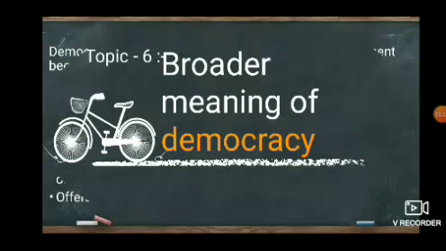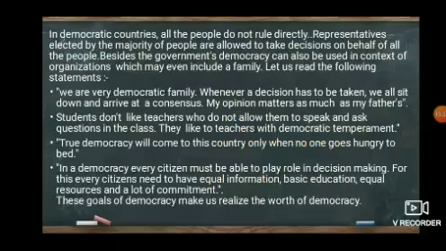Next topic 6, broader meaning of democracy. In democratic countries, all the people do not rule directly. Representatives elected by the majority of people are allowed to take decisions on behalf of all the people. Besides the government, democracy can also be used in the context of organizations, which may even include a family.